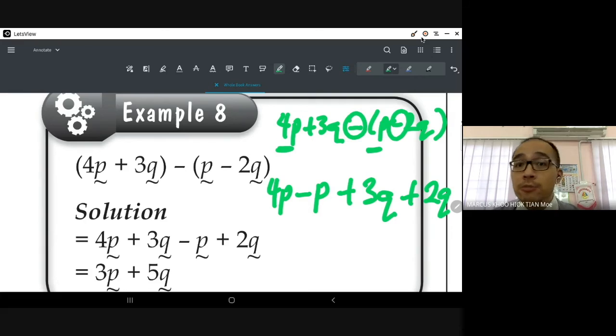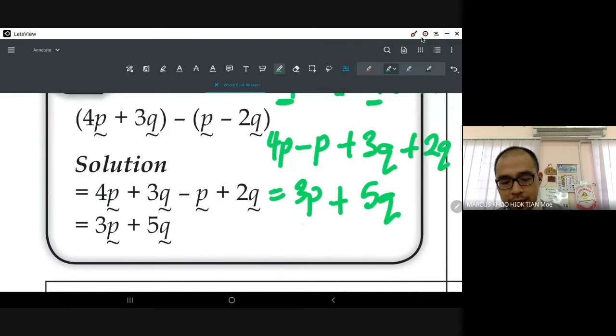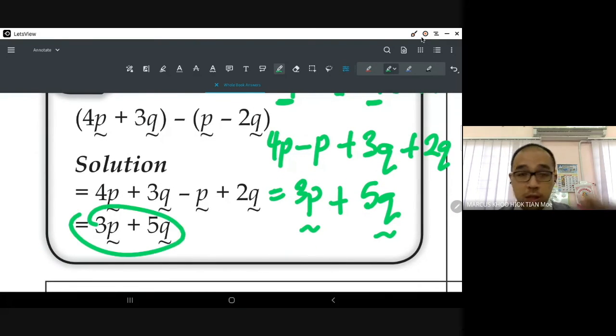Kan? Macam algebra biasa, very normal algebra. 4p minus p, 3p. 3q plus 2q, 5q. Kan? The only difference now is dia adalah vector. Itu saja. Okay, if they give you the vector, kalau yang dari point to point, A, B plus B, C, itu lain sikit lah. But this one, they give you the size. 4 times P, 3 times Q. Okay, so if they give you the size, buat macam algebra biasa dan kasih tambah sahaja.